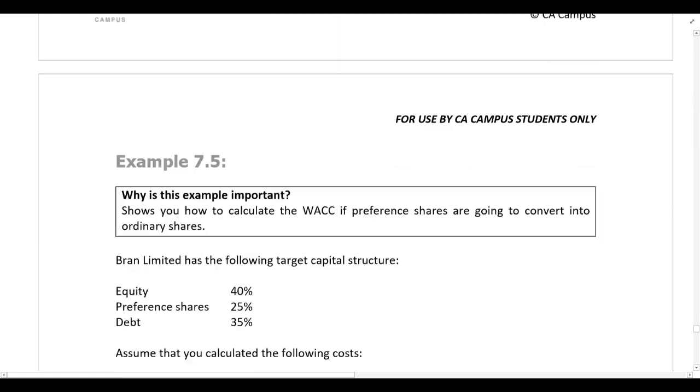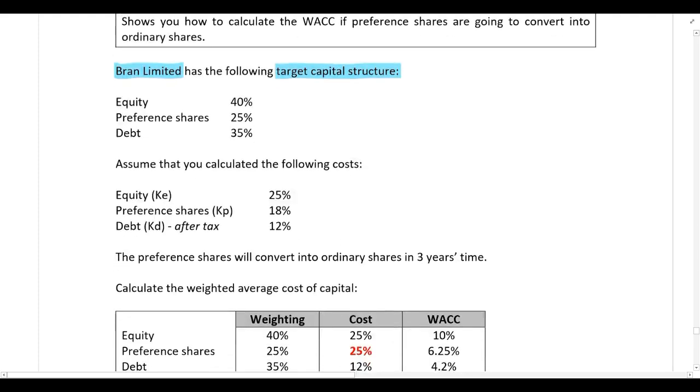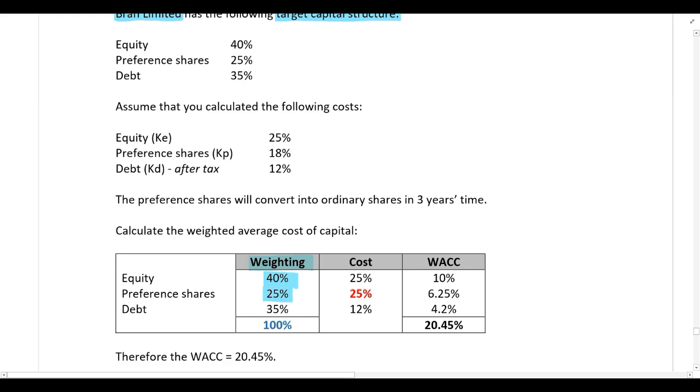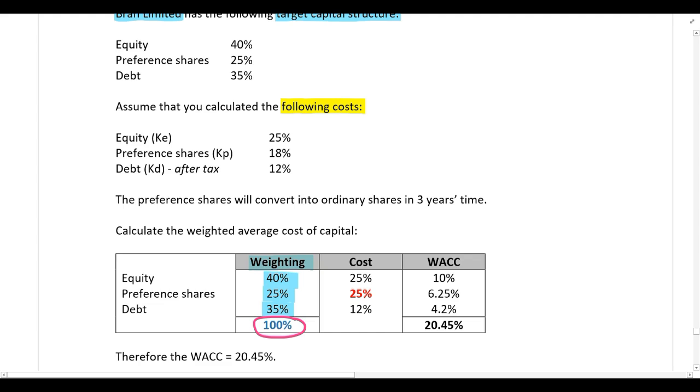Then in the next example, guys, the only thing I'm changing over here is now you have also been provided with the target capital structure of Brand Limited. So that's your target. So obviously, if you are provided with the target capital structure, we use that as our weighting over here. So that comes from the target capital structure. Make sure you show that that adds up to 100%. Then you've also already calculated the following costs. So you've already calculated the cost of equity, the cost of preference shares, and the after-tax cost of debt. But now in this example, I want you to assume that these preference shares over here are going to convert into ordinary shares in 3 years' time.